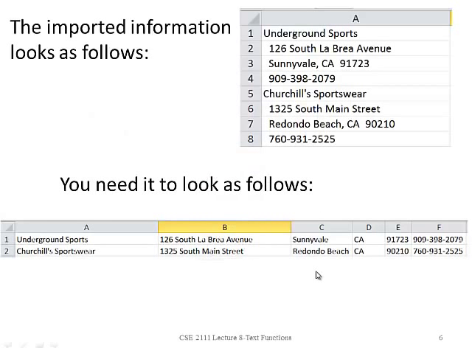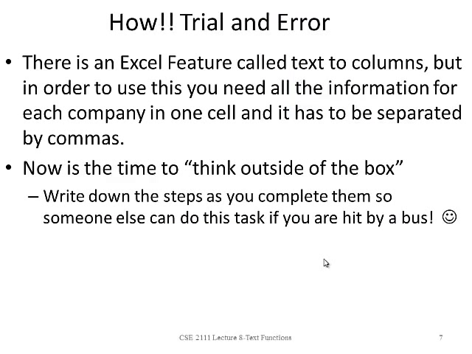Okay, so I've imported the file, and the file looks as you see at the top right hand side of the screen. The problem is I really need the file to look like what you see at the bottom of the screen. So I know I'm going to need to use some text functions to manipulate my data, or my text strings, to display in Excel the way I want it to. Well, how do I do this? Well, there's no correct or incorrect way to do it if you get the final answer.